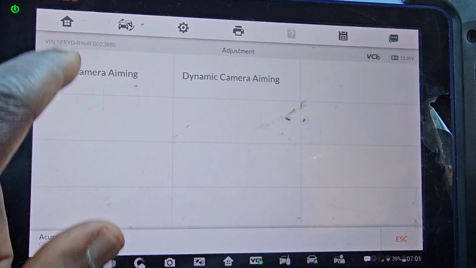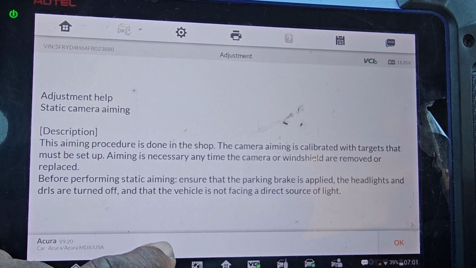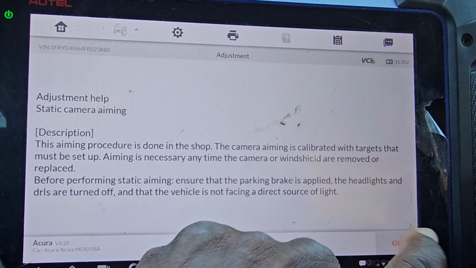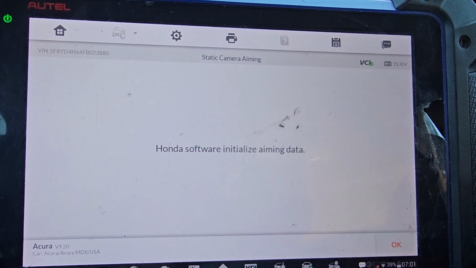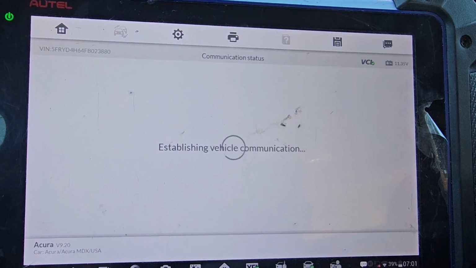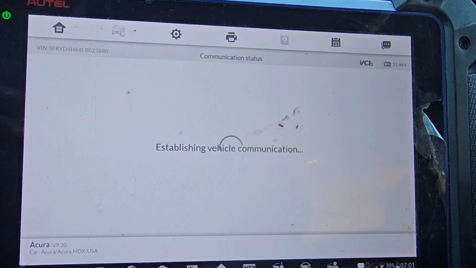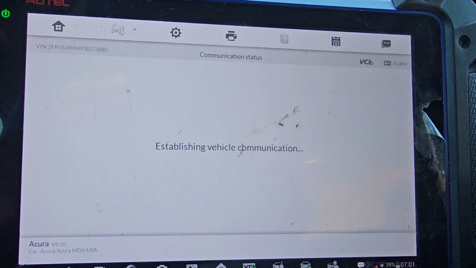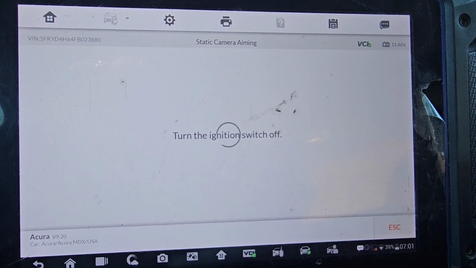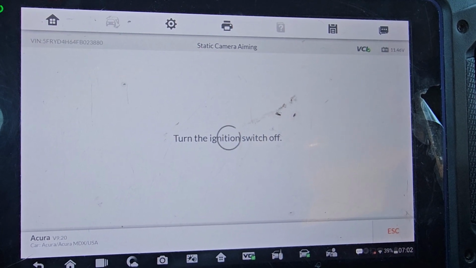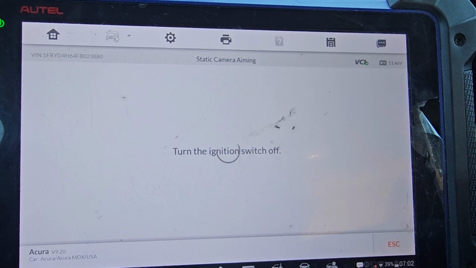Okay. You have to put it. You're going to see if there is anything there, it may ask you to do it if it's not available. But I believe we have to get tools to do that. You can't do it just like this without aiming. So we need a static camera aiming.